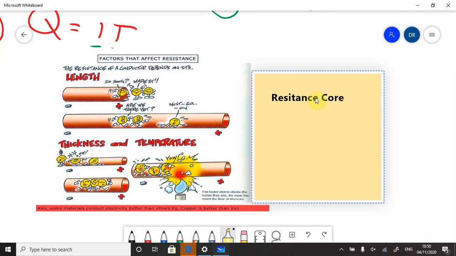Okay, this is the core revision video on resistance. Right, so resistance in electricity is just about how tough it is for electrons to move along a circuit. So do remember to use that word electrons when talking about current. And there are different factors that make it more or less difficult.